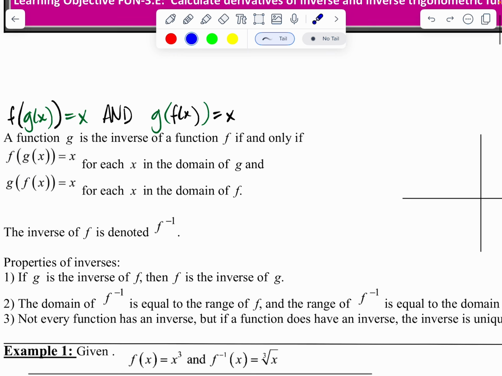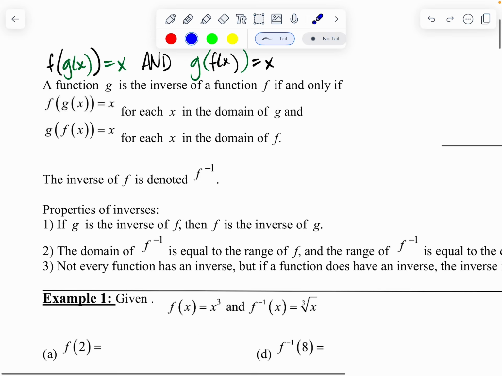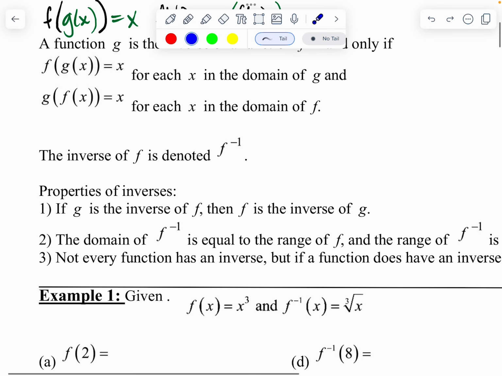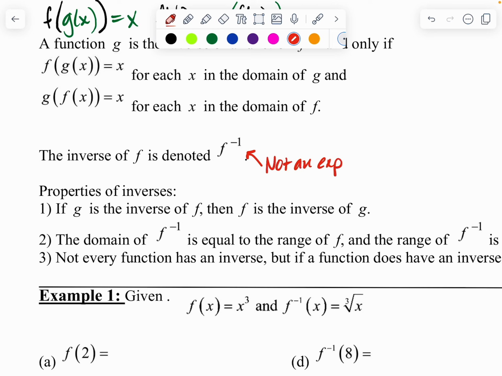A few of the things to remember about inverse functions: one of the ways we denote the inverse function is f with this little -1 exponent. But I want to be real careful about this, because it actually is not an exponent. It's just a superscript. It does not mean 1 over f. Instead, this is read f inverse, and it indicates the inverse function of f.